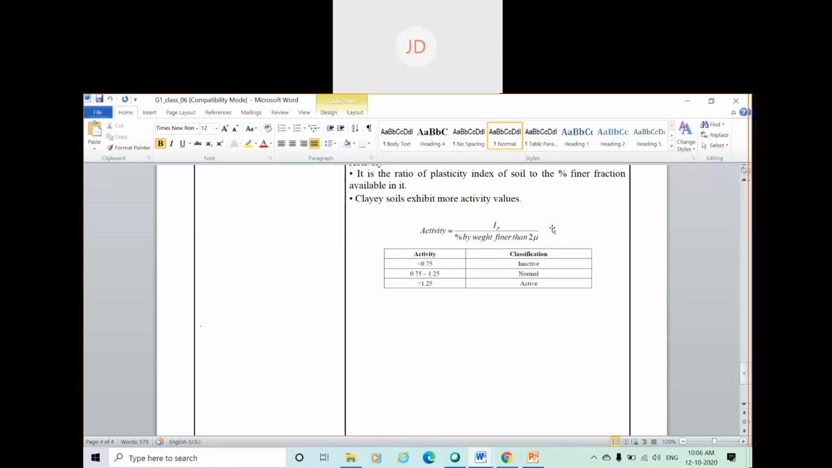Now from the value of activity, you find out whether the soil is inactive, normal or active. If the activity value is smaller than 0.75, we can say it is inactive soil. If it is more than 1.25, the soil is active soil. In between, it is a normal soil; it may show some clay properties, but only in a small amount.